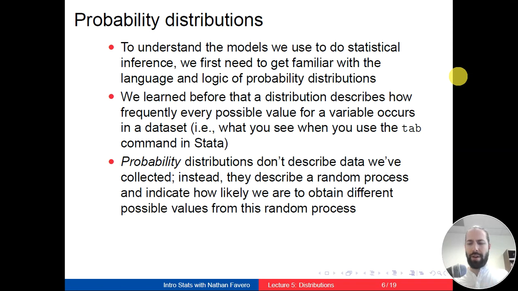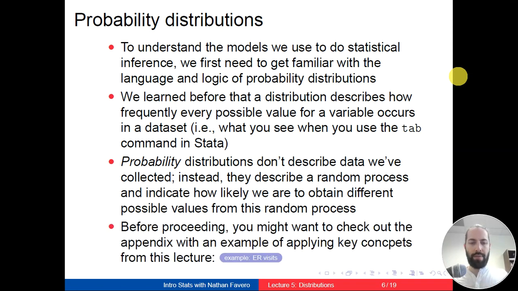So again, this is rather abstract, and we're going to flesh it out with several examples. In the next video, we're going to jump over to our appendix and look at an example of ER visits, or emergency room visits, as a key example applying this concept of probability distributions.